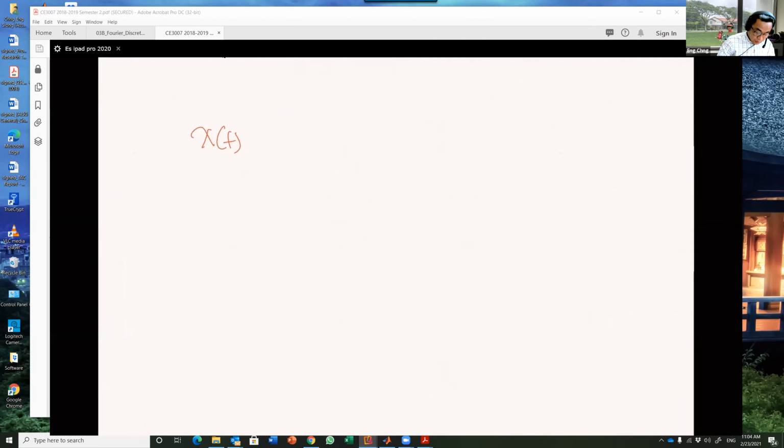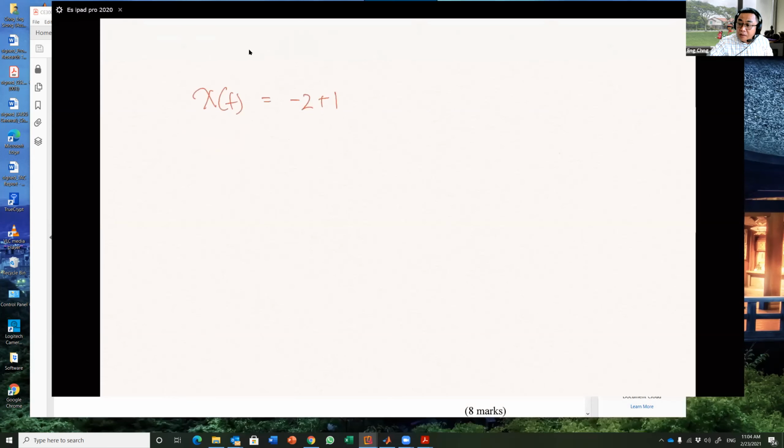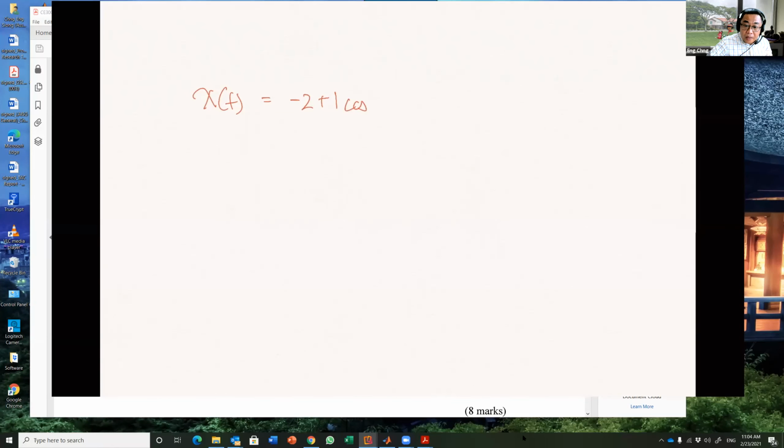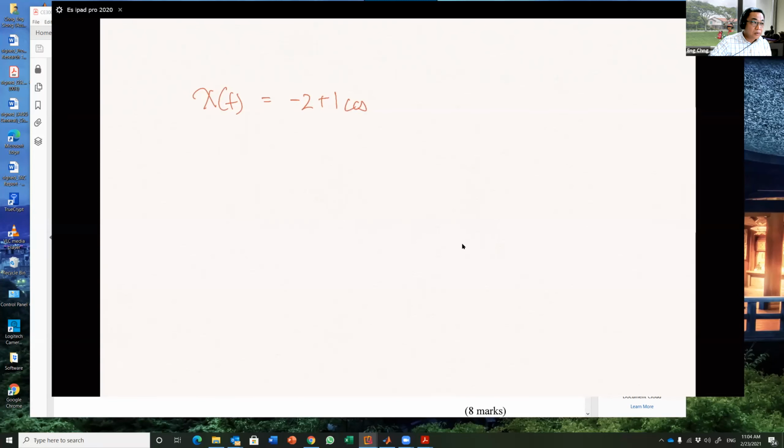X of t is equals to minus 2 plus 1. You guys are looking at my screen, right? Yes, no? Can someone type for me? Yes, thanks. Minus 1 cosine. Let me see whether I have resumed recording. I have resumed recording. Okay, good. Cosine 2 pi 1500 t minus pi over 6.